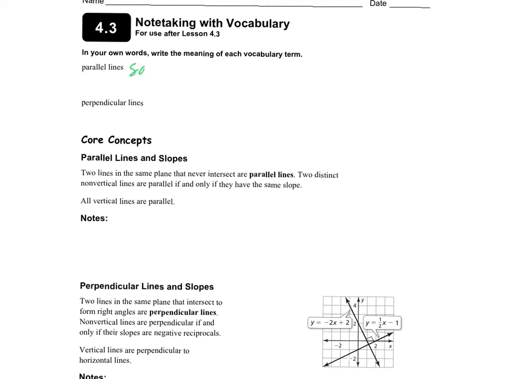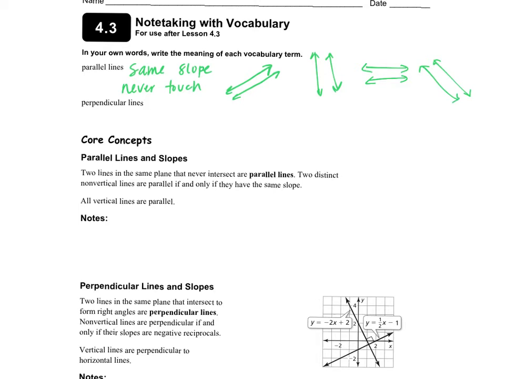Parallel lines means they have the same slope. Okay, so they kind of look like this. They'll never touch, right? They're never going to touch each other. So they could look like this. Straight lines like this. Okay, these are all parallel lines.